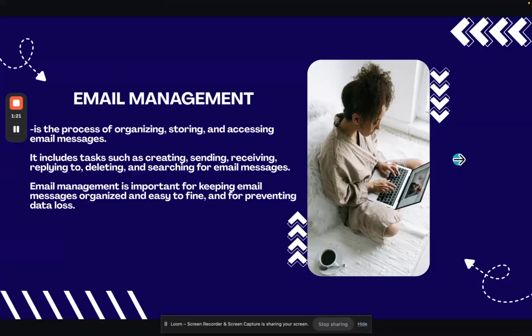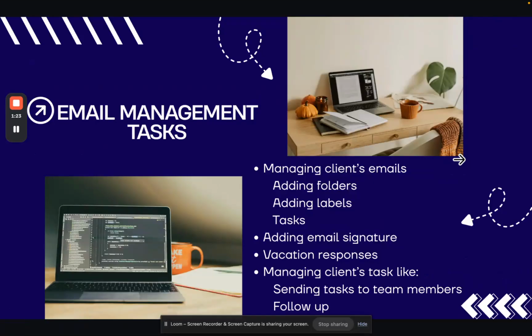So, what are these? First, we have inbox organization. This is where we sort, archive, or delete incoming mail so the inbox stays manageable. Second, we have system automation. This is where we use tools like labels, stars, and filters to categorize emails.